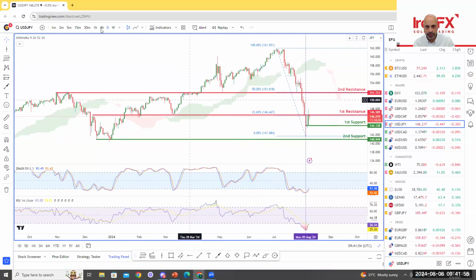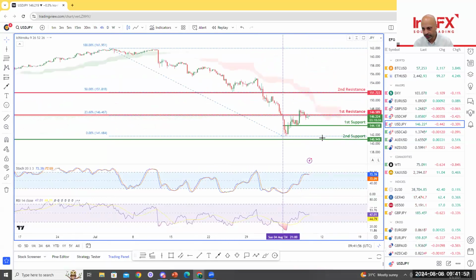Right, so these are the key levels for the dollar yen. Let's go down to the 4-hour time frame. On the 4-hour time frame for now, we don't see any oversold conditions just yet. We're getting close to it, but not just yet.